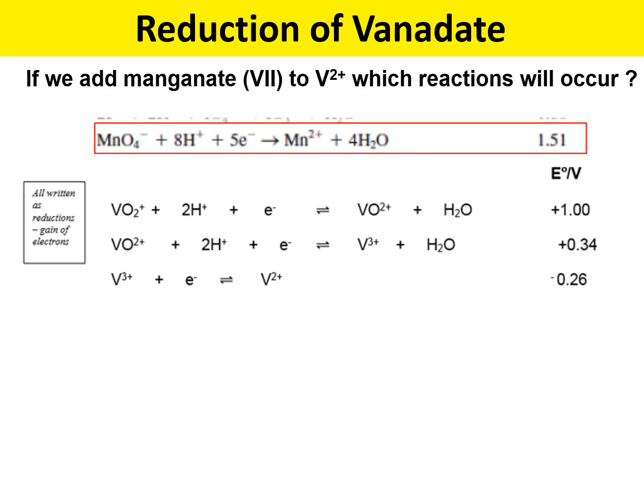Finally, let's go in the opposite direction, where we would start with vanadium 2+. If we use the oxidising agent permanganate, or manganate(VII), we can oxidise the vanadium from the +2 oxidation state to the +5 oxidation state.